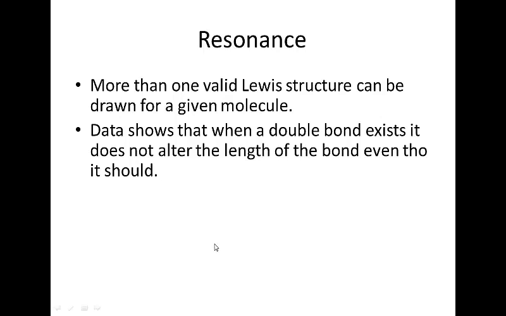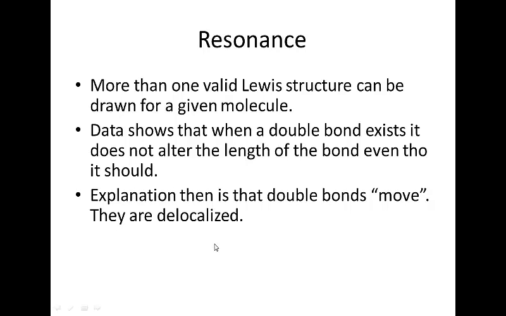Single bonds, double bonds, triple bonds, those are the only types of bonds that exist. A single bond is the longest of the 3. A double bond is shorter and stronger than a single bond, and a triple bond is the shortest and the strongest of the other 2. With a double bond in a molecule with 3 or more atoms, you would think the data would show the double bond to be shorter than the single bond, and it doesn't.